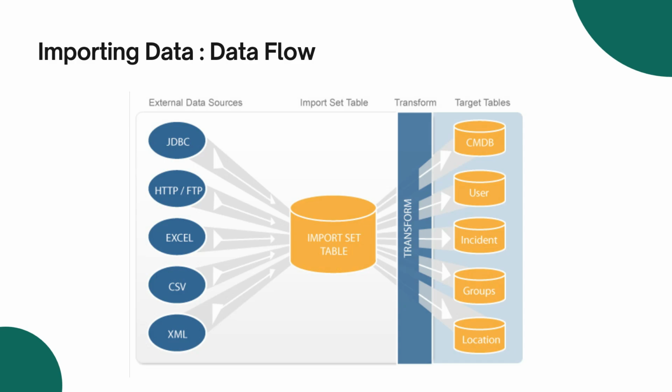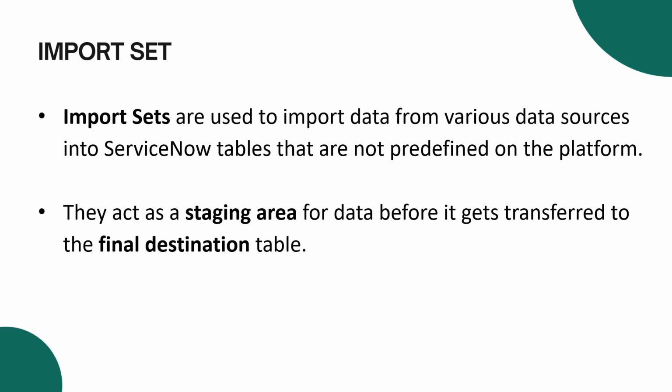And what is this import set table? Import sets are again a table. We can also call it a staging table. Import sets are used to import data from various data sources into ServiceNow tables. Whenever we load the data, that data goes into the staging table, and with the help of the transform map, it gets transferred to the target tables.